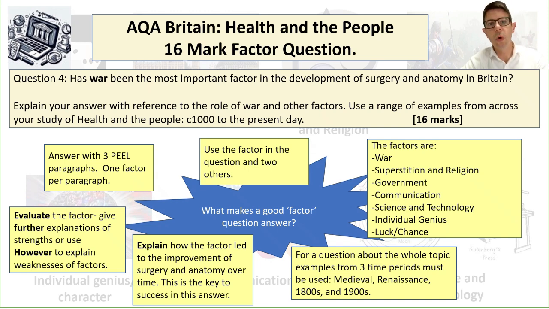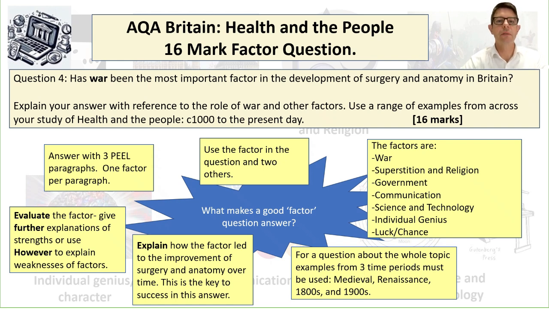So if you're going to say war, and then you're going to talk about an example of a war, you've then got to say this developed surgery because. So everything needs to be example, impact, example, impact. You need to explain in 2 to 3 sentences your ideas.